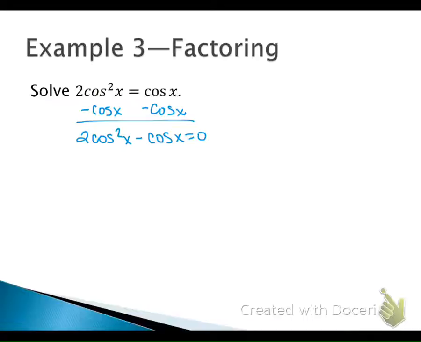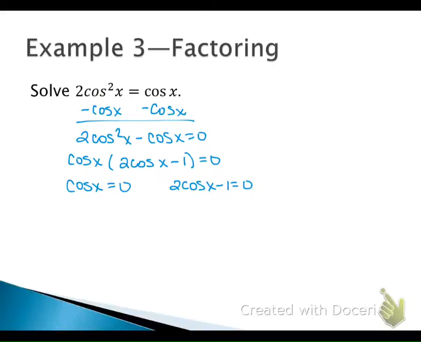Then on the left side, they both have a cosine in common, so I'm going to common factor that out. So take out a cosine. That leaves me with 2 cosine of x minus 1 equals 0. Just like before, when you have two things being multiplied equal to 0, set them each individually equal to 0 and solve. So cosine of x equals 0 and 2 cosine of x minus 1 equals 0.